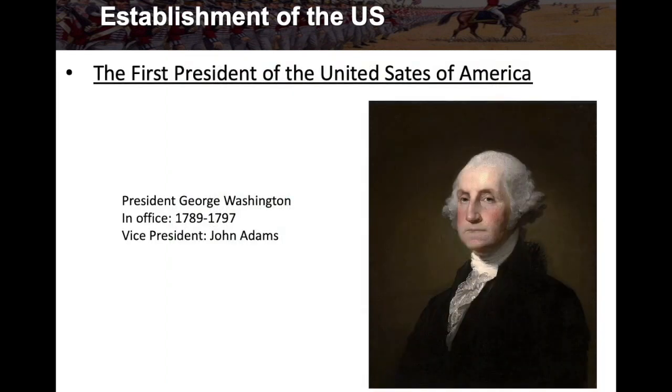First president of the United States of America. I got a typo there, I'm sorry about that. United States of America is President George Washington. He was in office from 1789 to 1797, and his vice president was John Adams, who would become the next president. So George Washington, John Adams, then Jefferson. And obviously that is a very famous painting of George Washington because you probably see that on your money.